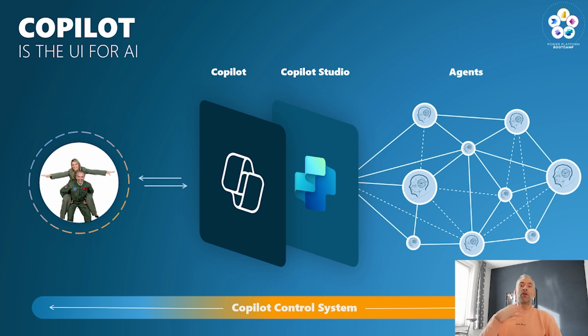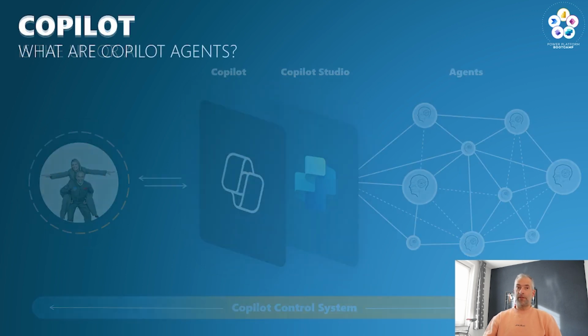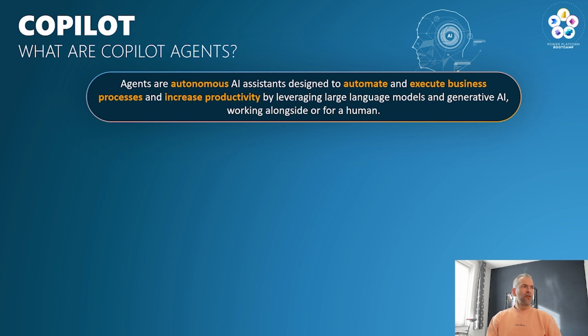Sales reps or even customers will be using Copilot to communicate with all of the different agents. So what are agents? They are working autonomously, that's important, and they automate business processes, giving you as a user, a sales rep, a marketing, a service, or whatever, an increase of productivity because they are using the large language models in combination with generative AI. And they're working alongside a human. They are not working for a human. No, they are working alongside you.